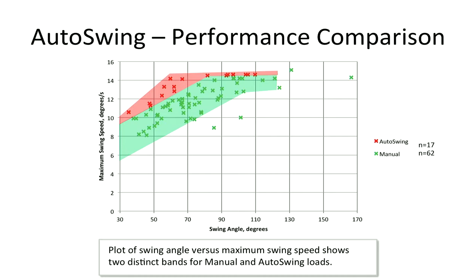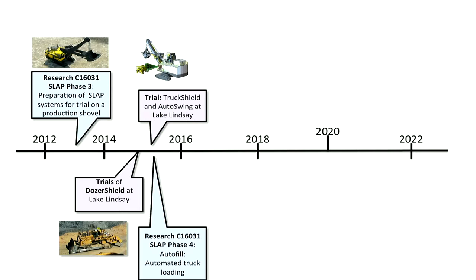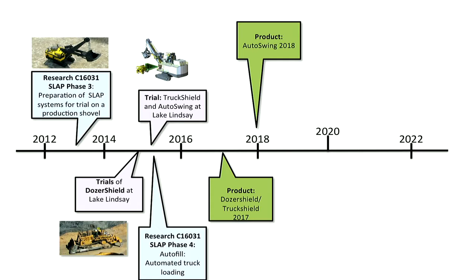So where are we at with that? Well, the research phase for those components of work is now finished. Joy or P&H are on target to release the system that avoids truck collisions and dozer collisions in 2017, they're looking at 2018 for their auto swing component.